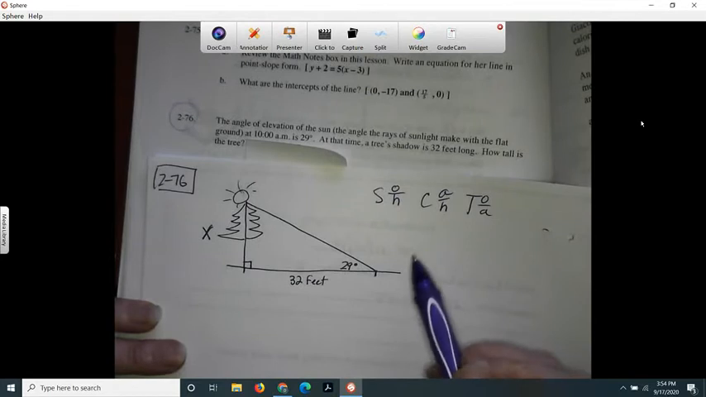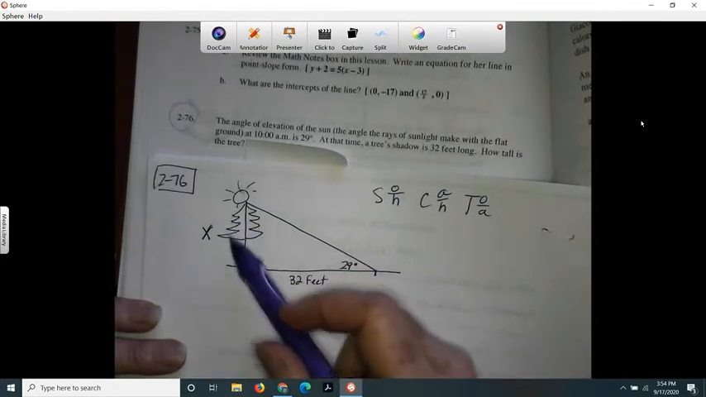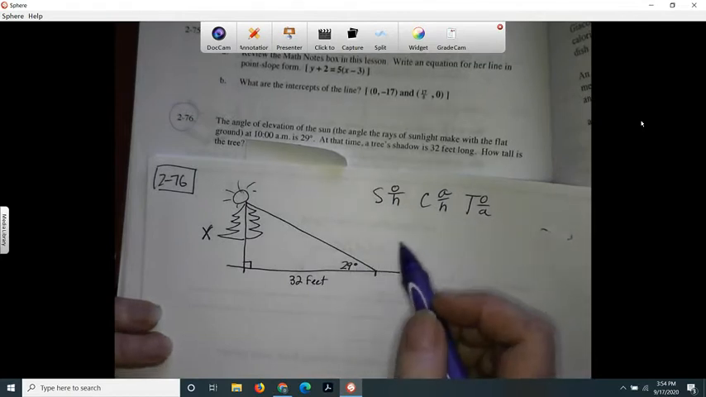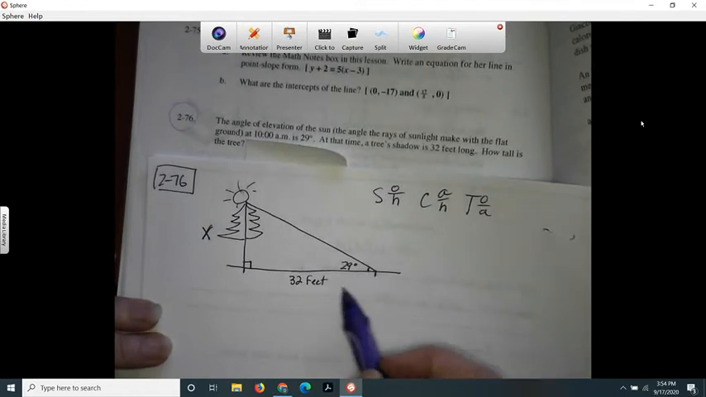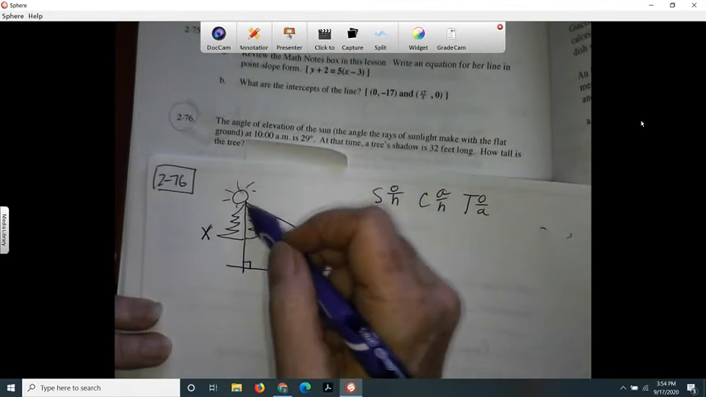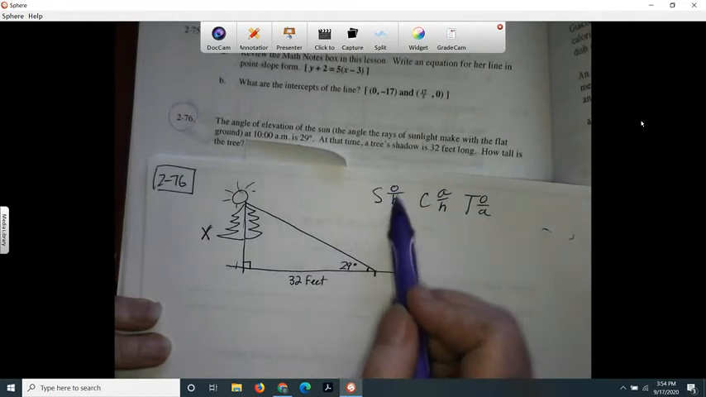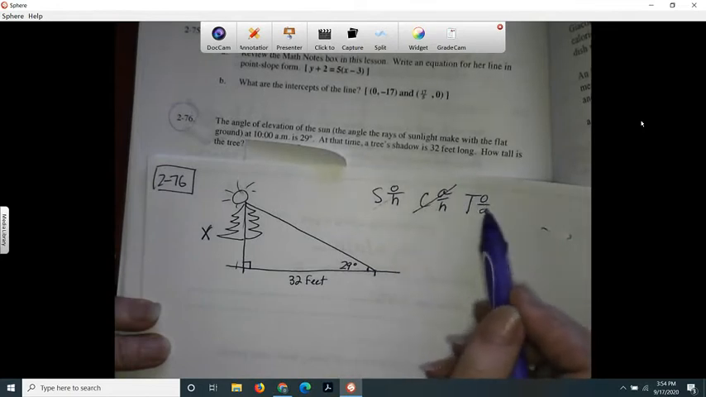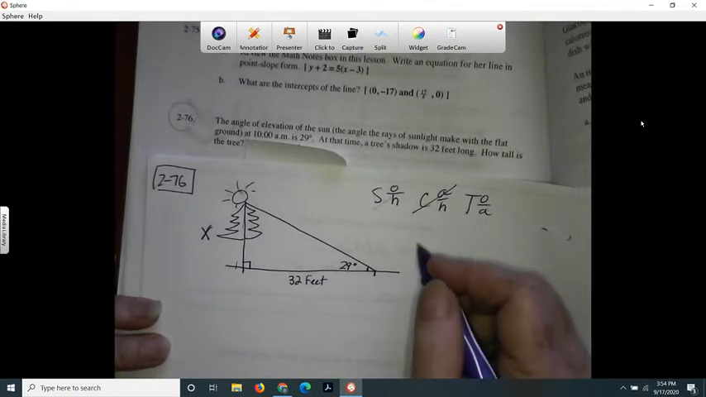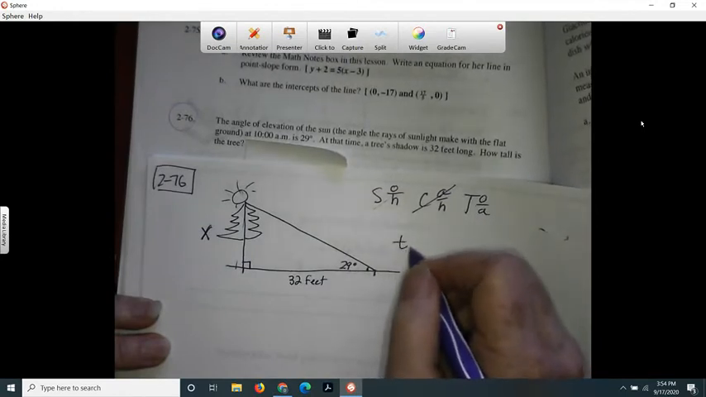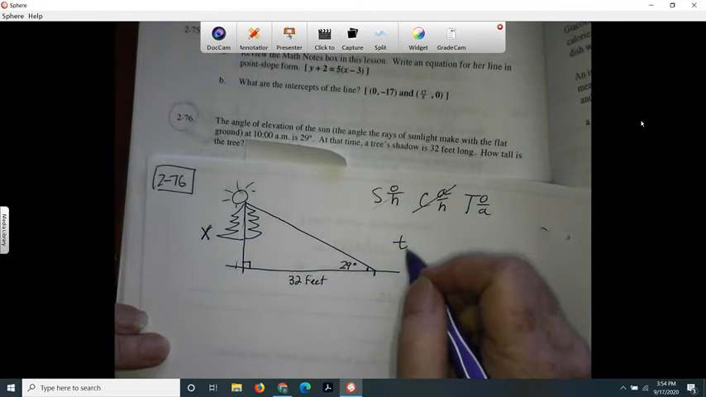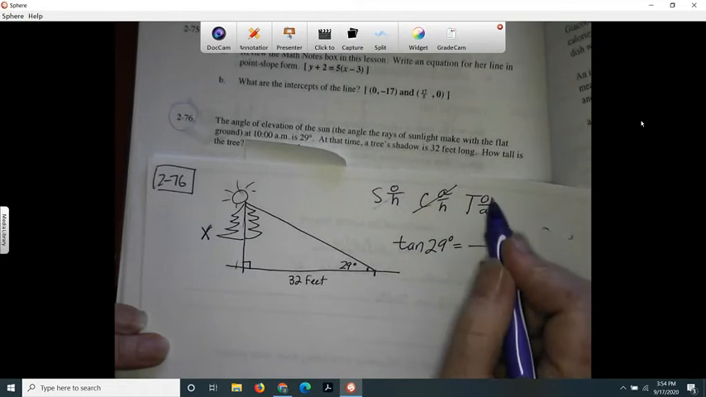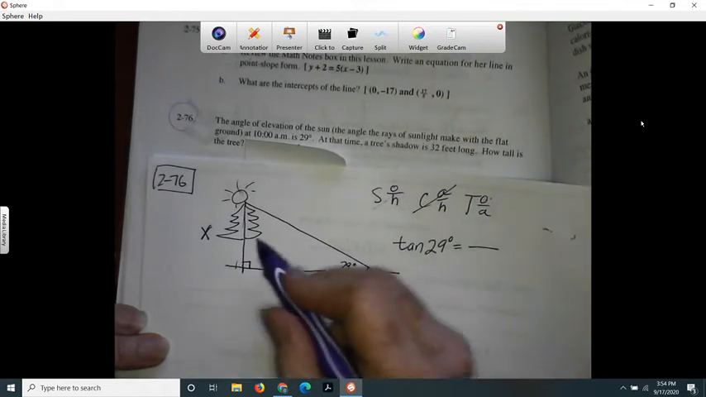So I need to look at my triangle and find out which one of these I need to use. I see that compared to my 29 degrees, this side is adjacent to it, and this side's opposite. So I'm looking for one that has adjacent and opposite. It's not that one. That's not that one. It must be tangent. Tangent has opposite and adjacent. So then I just write out my trig ratio. Tangent of 29 degrees equals opposite over adjacent. So what's the opposite side? x. The adjacent side is 32.